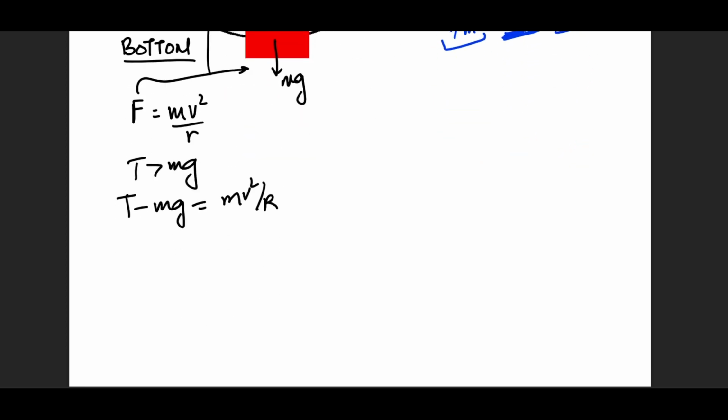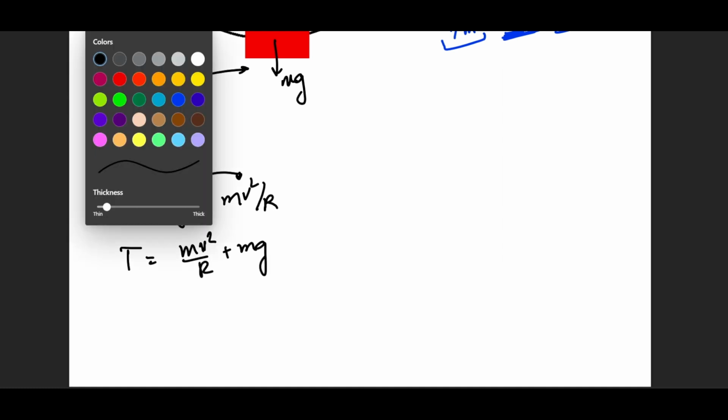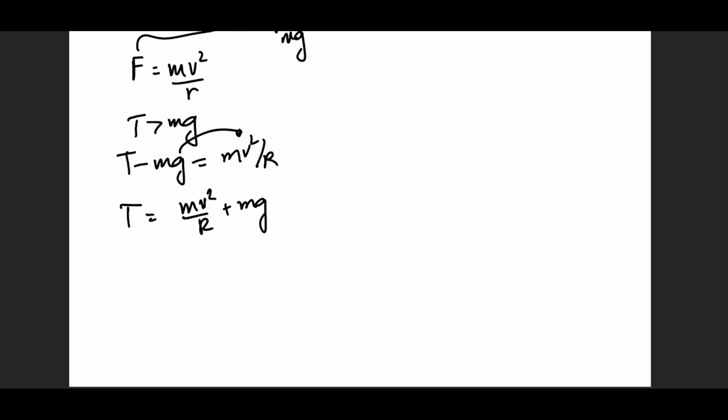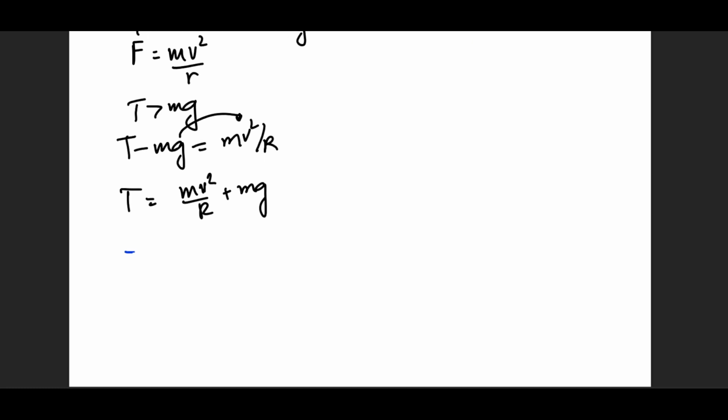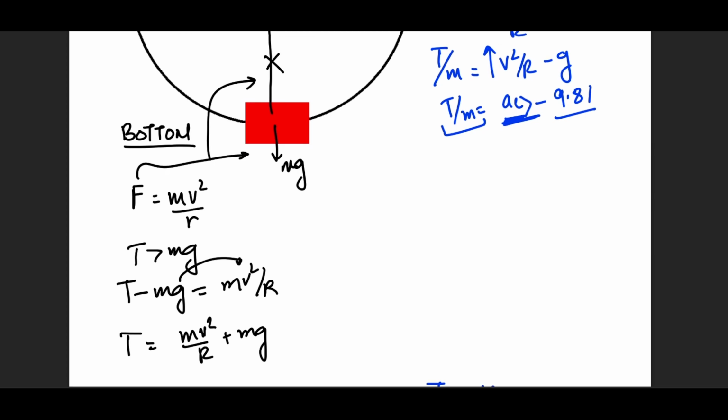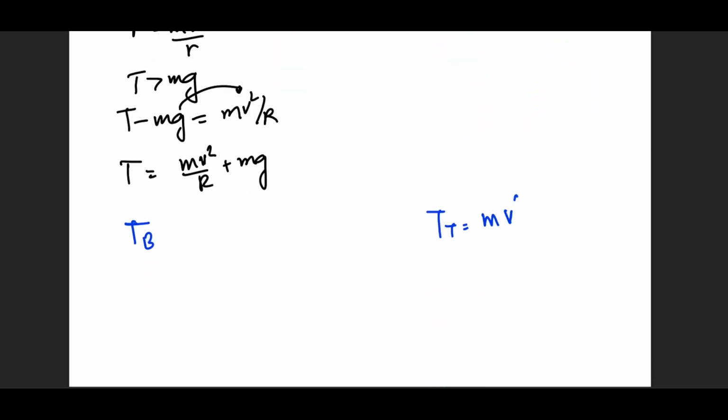Now since T is required, taking mg over there, T becomes mv square over r plus mg. So under these circumstances, we can see that the tension at the top comes out as mv square over r minus mg, and the tension at the bottom is mv square over r plus mg.